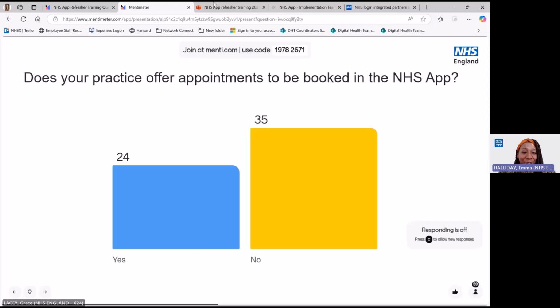So the question was, does your practice offer appointments to be booked in the NHS app? The majority have said no, but there are quite a lot that have said yes. So that's really an interesting figure. It'd be great in the chat, for those that do offer appointments, if you could let us know what type of appointments you're offering, and if you've had any issues with that, how you've got your practice prepared. That'd be really great information that we can share with others. So thank you very much for that.